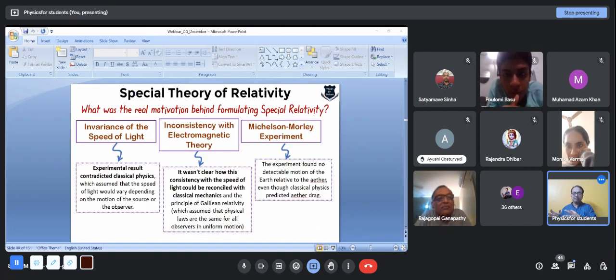So the motivation why Einstein formulated special relativity is that, as Sagar, a very intelligent boy, said, the Michelson-Morley experiment showed that there is no ether. If there is no ether, that means light is traveling at a constant speed. Number one. The second thing is that electromagnetism is also related with light, right? Then how can electromagnetism or Maxwell's equations be framed in a new way?